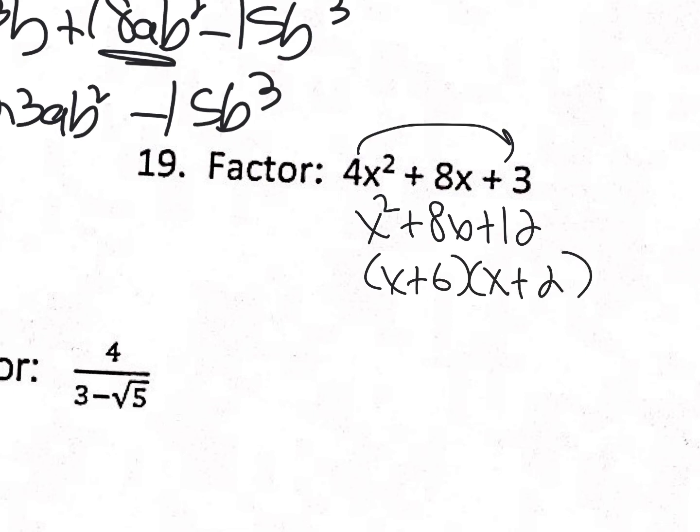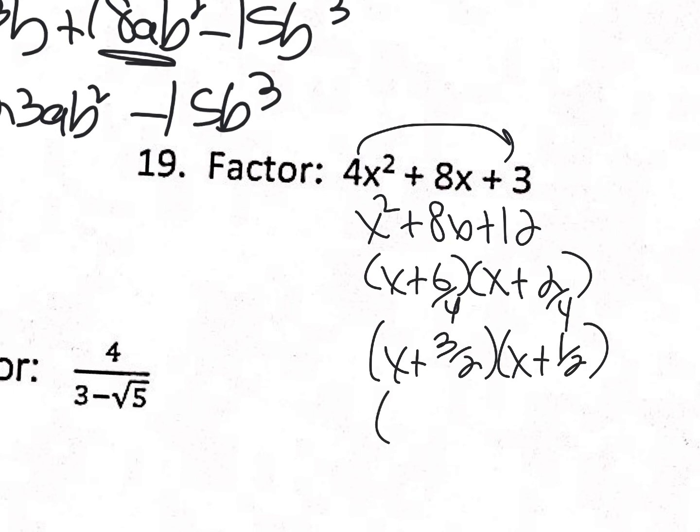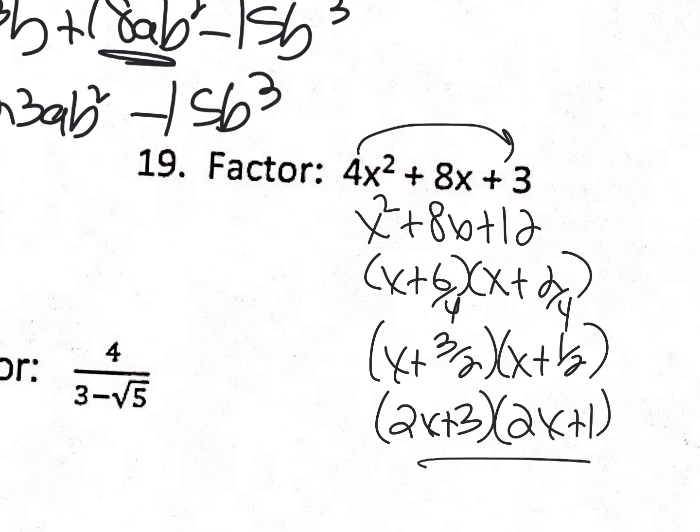Okay, we slid the 4. Now you got to divide by 4. So I'm going to divide that by 4, that by 4. Reduce those fractions. That's 3 halves. That's 1 half. Now, slide the 2's into the front with the x's. 2x plus 3, 2x plus 1, donezo.